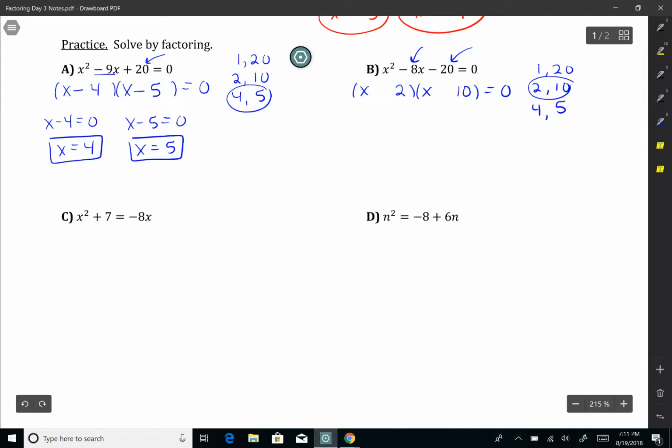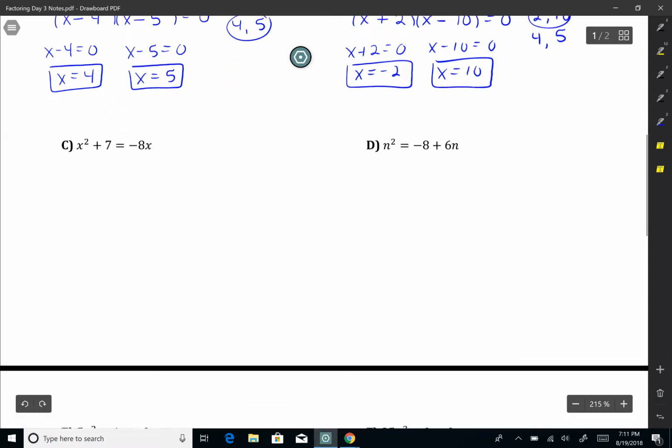Now I want it to be a negative 8, so I would want this to be a negative 10 and a positive 2, since negative 10 plus 2 gives me negative 8. Then setting these equal to 0, I get my solutions of x equals negative 2 and x equals positive 10. All right, moving on to letter C.